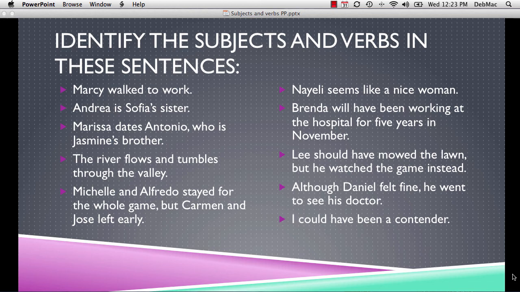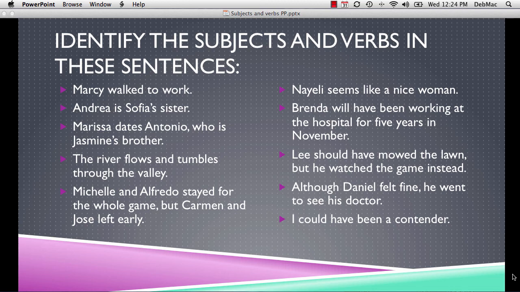Then we have, although Daniel felt fine, he went to see his doctor. And we know already that felt is a verb, one of those state of being verbs. Went is the verb, an action verb. So we say, who or what felt? Daniel felt. So Daniel is the subject that goes with the verb felt. The next verb is went. Who or what went? He went. So he is the subject that's paired with went.